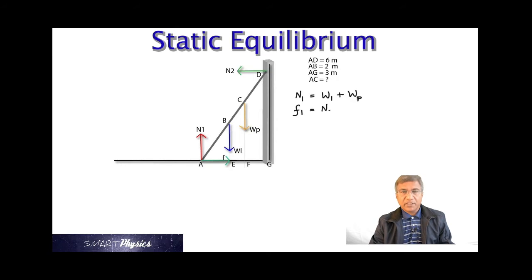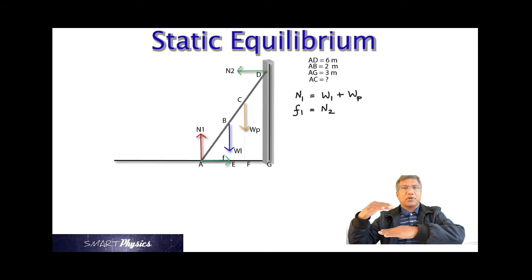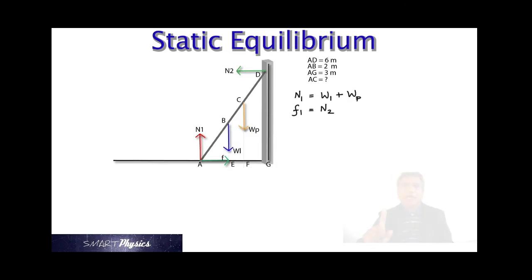Now when we look at the x-axis, we have F1. I've called it F1 because there could have been an F2 here. F1 acting along the positive x-axis must be equal to N2, which is acting along the negative x-axis. So there's F1 along the positive x-axis and N2 along the negative x-axis. Both must be equal.